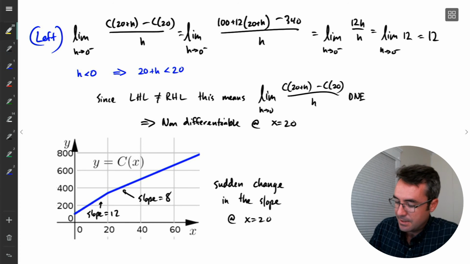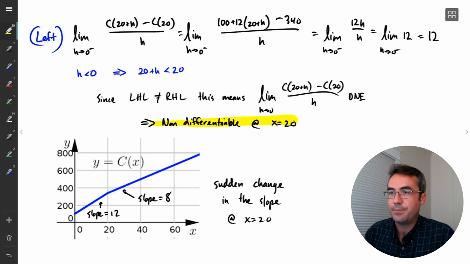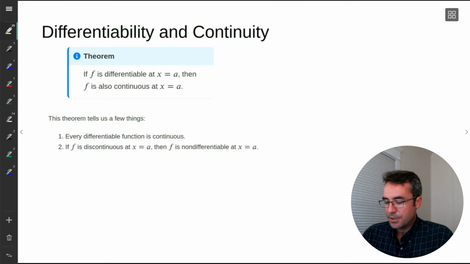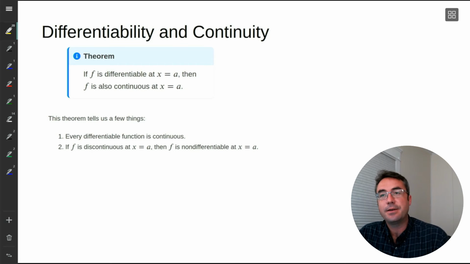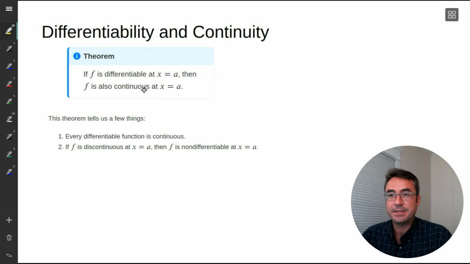So that's what we mean by having a non-differentiable point. All right. So as we've seen in some of our examples and some of the graphs we've looked at, there's a relationship between a function being differentiable and being continuous. And here is a result that tells us explicitly what that relationship is.